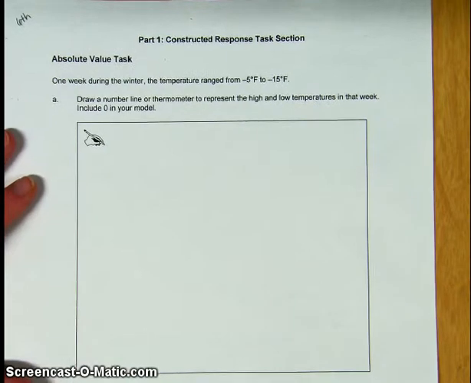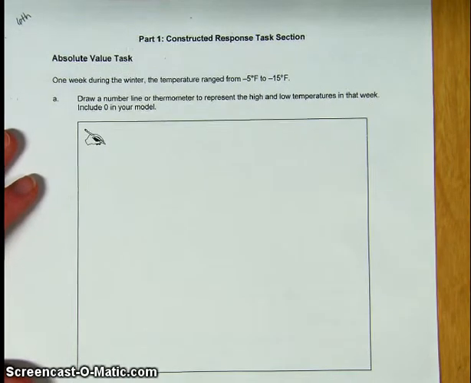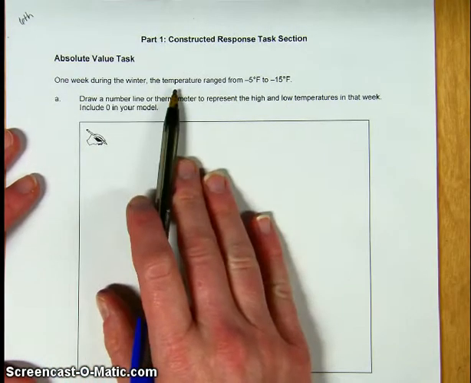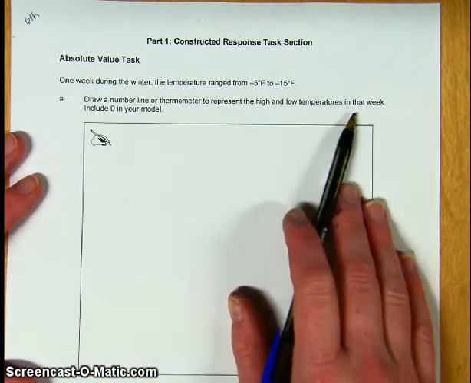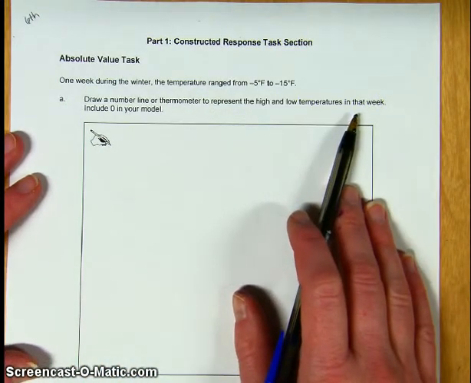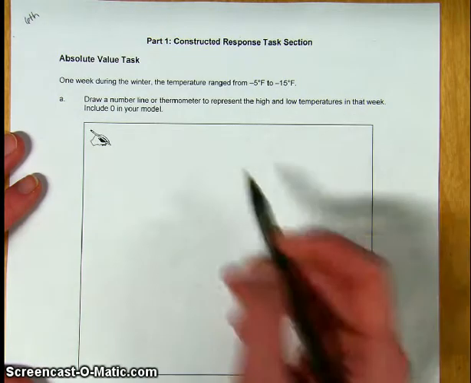Alright, so the absolute value task. One week during the winter, the temperature ranged from -5 to -15. Draw a number line or thermometer to represent the high and low temperatures in that week. Include 0 in your model.